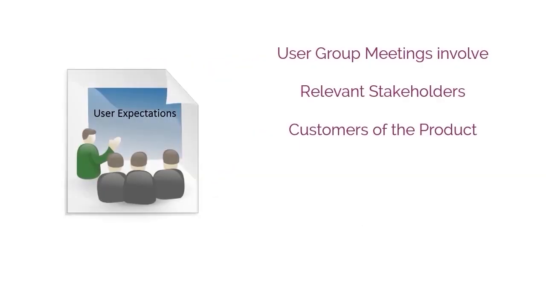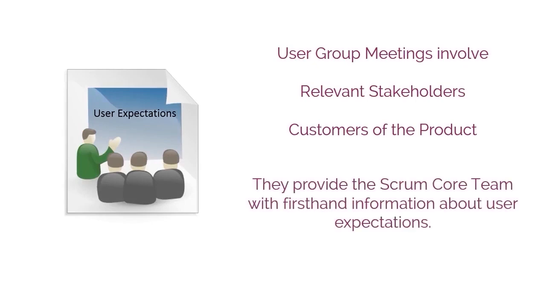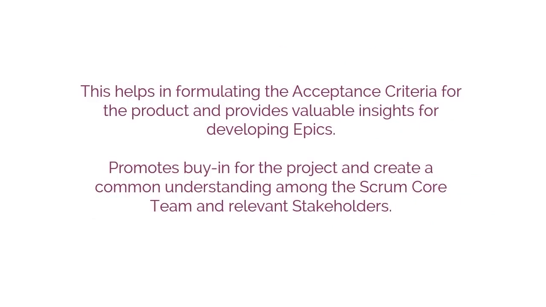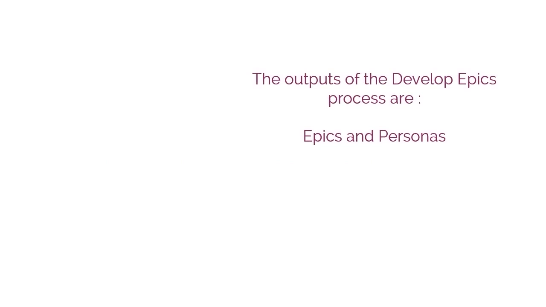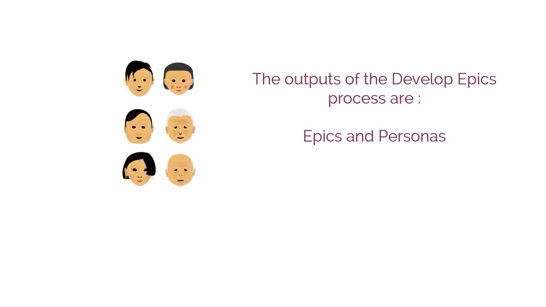User Group Meetings. User group meetings involve relevant business stakeholders who are primarily users or customers of the product. They provide the Scrum Core Team with first-hand information about user expectations. This helps in formulating the acceptance criteria for the product and provides valuable insights for developing epics. These meetings also promote buy-in for the project and create a common understanding among the Scrum Core Team and relevant business stakeholders. The outputs of the Develop Epics process are epics and personas.